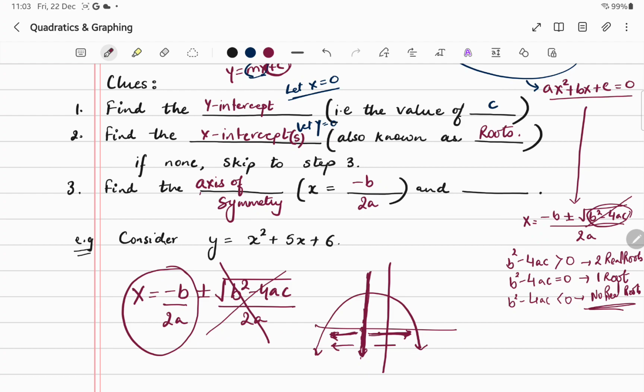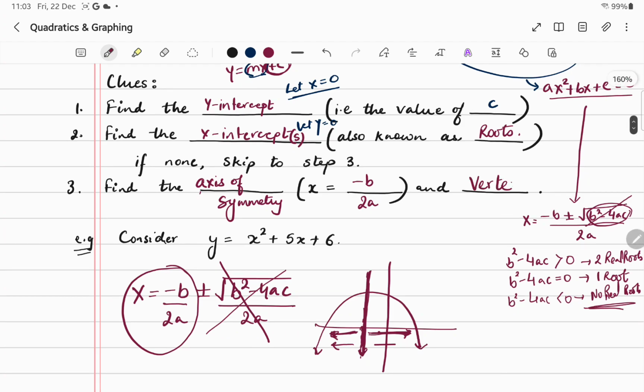When x is equal to minus b over 2a, we can find that x value, and that x value will help us find the y value as well. If we substitute this x value into the equation we have, we can find the y value, and that helps us find the vertex. The vertex is the point here on the top, the highest point. It is also called the turning point or maximum point. It has quite a few names.